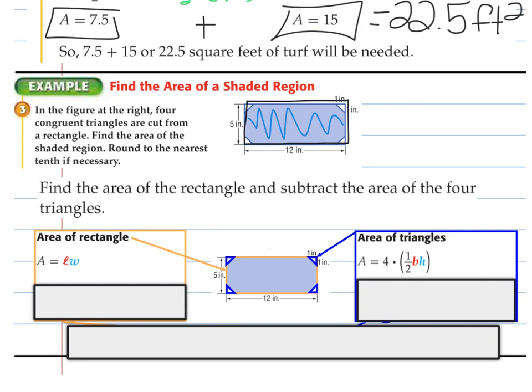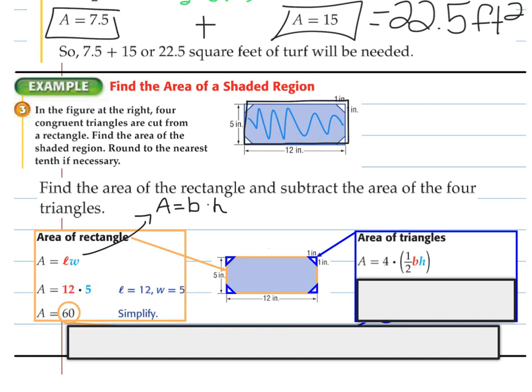So first we have to solve the area of a rectangle, which we know is length times width, or as we know it, area equals base times height. So plugging in what we know the base is 12, the height is 5. We get 12 times 5, which equals 60. So this whole rectangle, the area is 60 inches squared. Okay, but we're not done. We have to subtract away all 4 of these triangles that are not shaded.